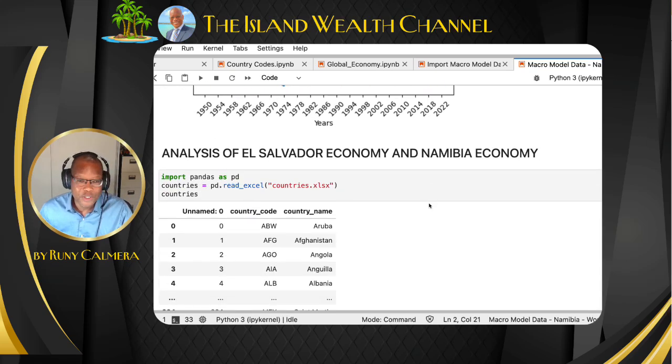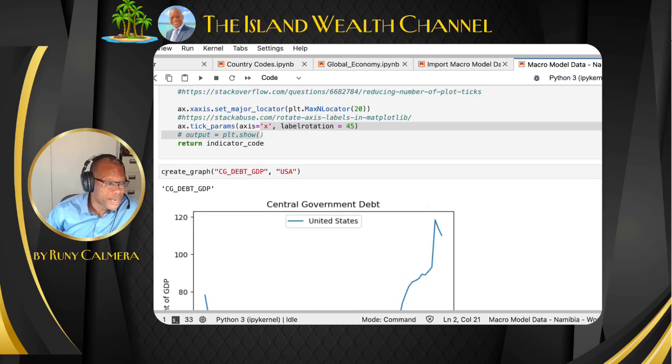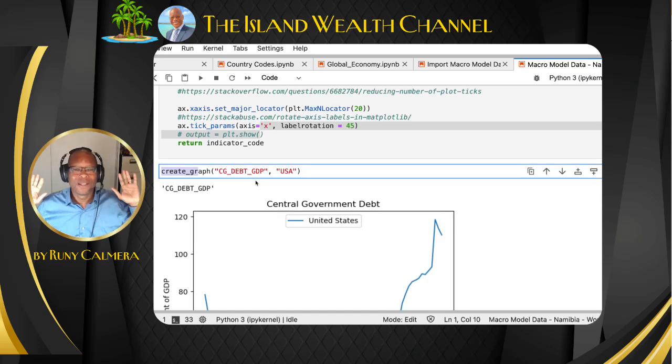Look at this. El Salvador. So you said, why are we going from Africa to the Caribbean to Latin America? I mean, this is what we do in our workshops, in our master classes, in our mastermind groups. We are interactive. You can put in something and we can right away produce this graph like magic. Okay? This graph like magic. So create graph. Boom. That's the magic. Create graph. You put in the GDP debt, and then this magic code will get that data and will create this graph.